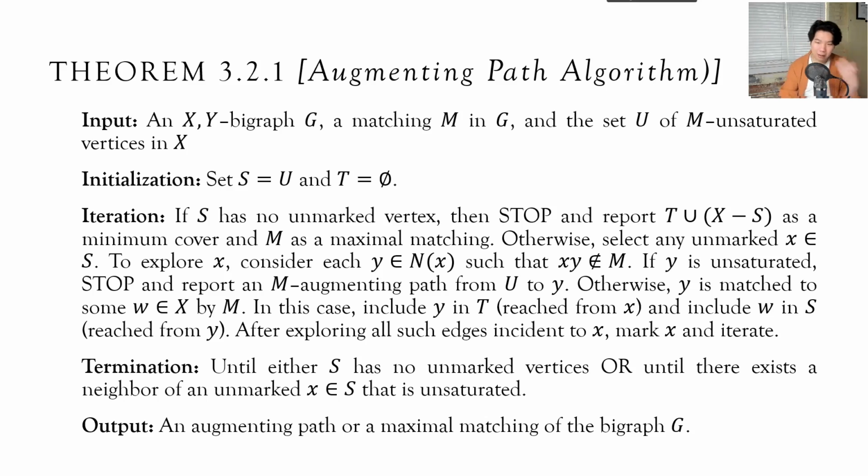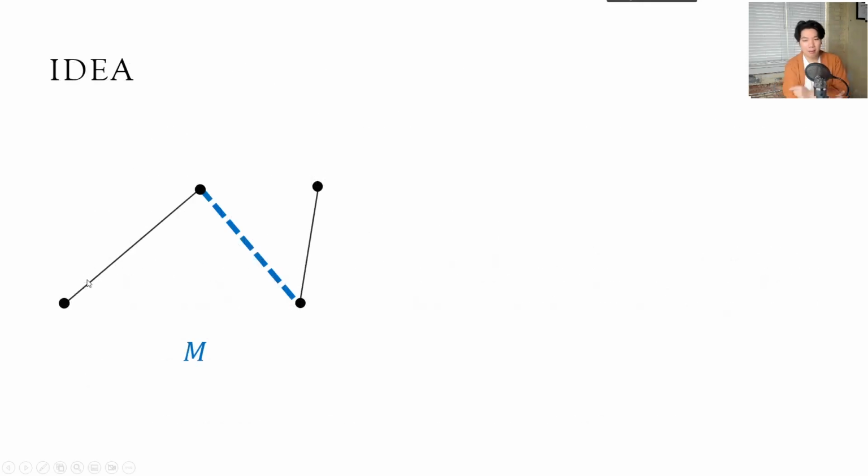So, let me show you the idea behind this algorithm. I do recommend that you take a moment to read this a little bit formally, but I'm going to talk about it more in layman terms. So let's say that I look at a graph and I have a matching for it. How do I know if this is the best matching?